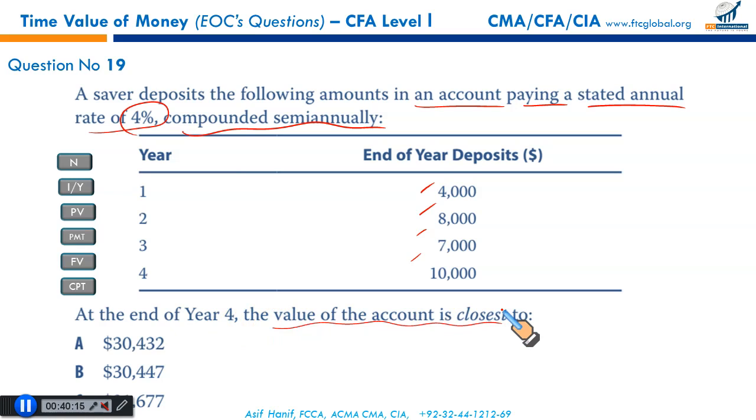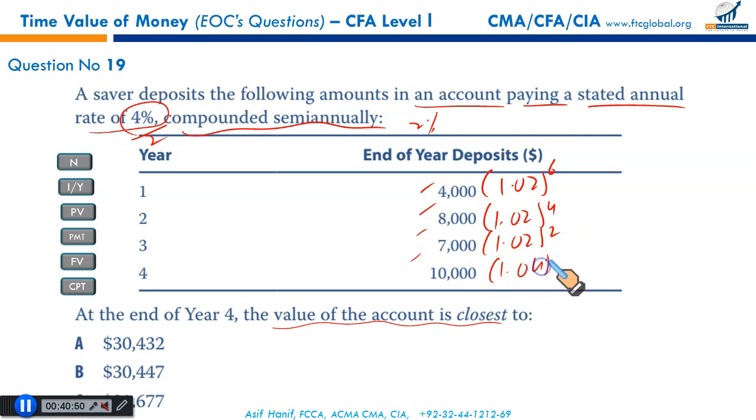The first simplest way is that, since we have to calculate the future value, and the compounding is done on a semi-annual basis, you need to divide the rate by 2, that is 2%. From year 1 onward till the end of year 4, how many compounding periods would there be? There will be 6 periods, so 1.02 raised to the power 6. For this one, there will be 4 periods, 1.02 raised to the power 4, then 1.02 raised to the power 2, and this one is being received at the end of the 4th year, so there is basically 0. Either you calculate these future amounts and add them up. This is the first thing you can do.